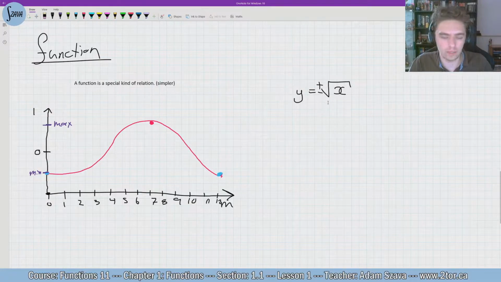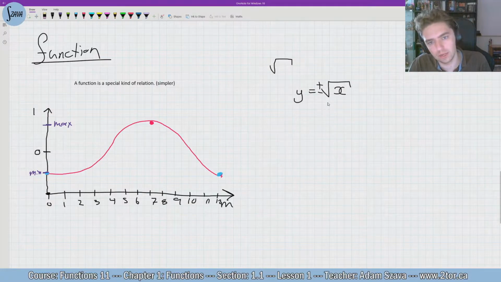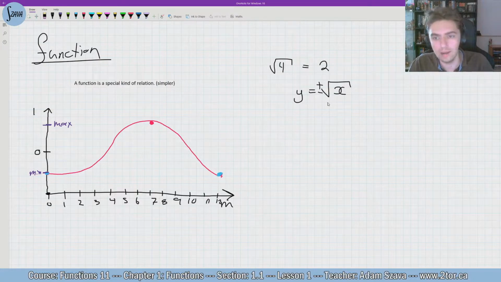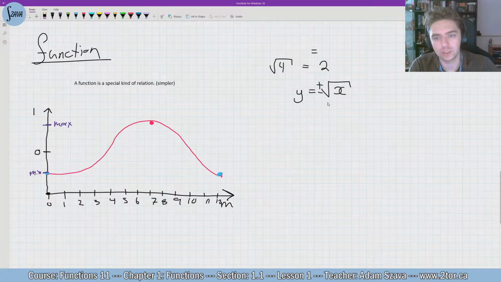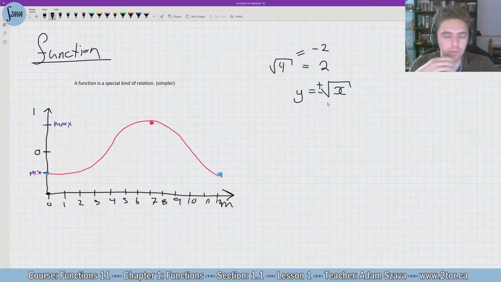So remember that when I say the square root of 4, sure, that's 2. Why? Because 2 squared is 4. That's what a square root means. It's like, what number squared gives me that number inside the square root. But there's actually two answers. There's not just one answer. The square root of 4 is 2, but the square root of 4 is also negative 2, because negative 2 squared is also 4. So we actually have two different answers for the square root of 4.